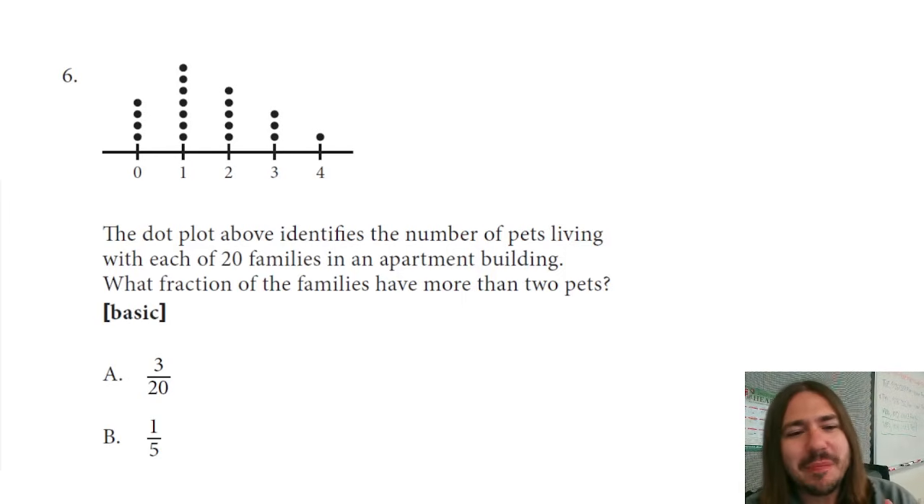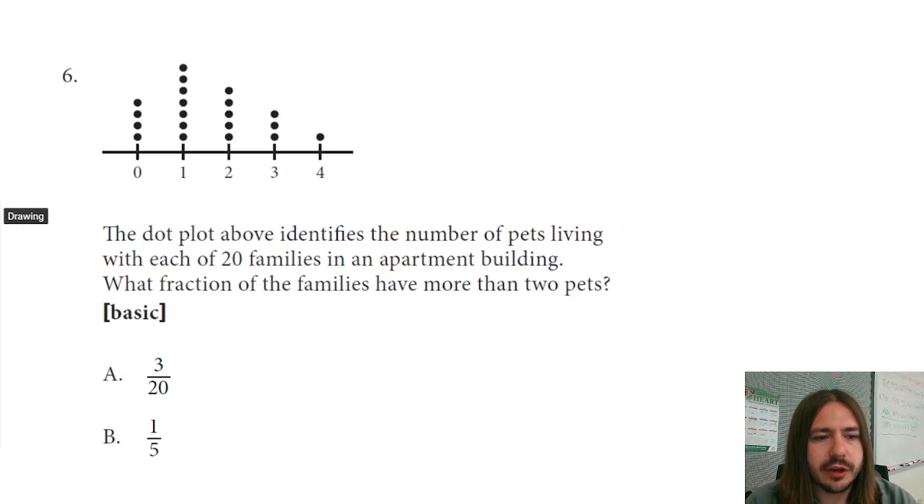Hey y'all, welcome back. Number 6 says the dot plot above identifies the number of pets living with each of 20 families in an apartment building. What fraction of the families have more than 2 pets? Okay, there's a couple things to note here. First off, I'm going to just give a number here instead of having to count dots, because it's going to be annoying to have to keep counting dots over and over again.